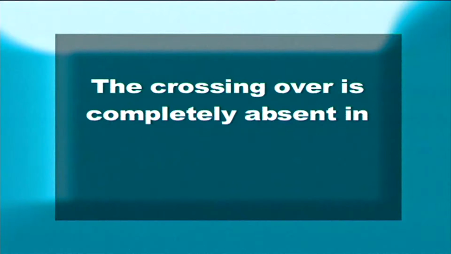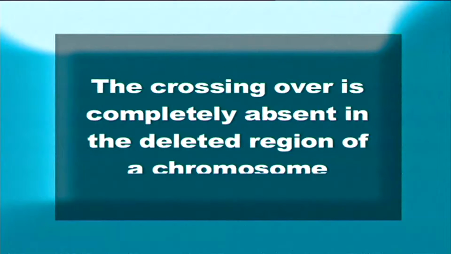The third is that crossing over is completely absent in the deleted region of a chromosome, since this region is present in only one copy in the deletion heterozygotes.